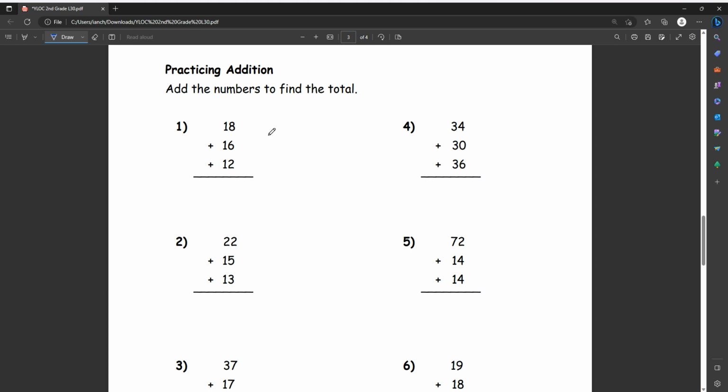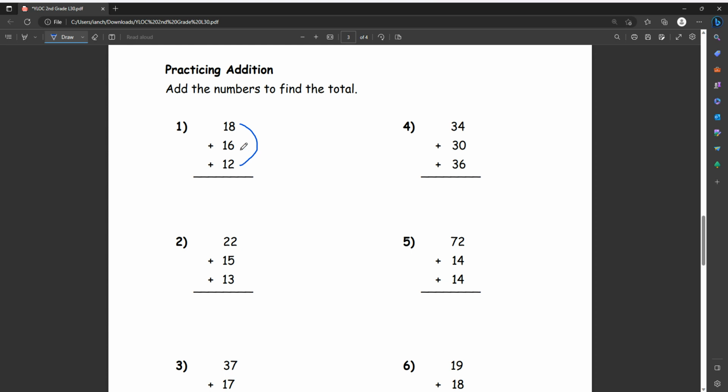So it says add the numbers to find the total. Number 1 is 18 plus 16 plus 12. So let's find the easiest one to add. If we do 18 plus 16, it's a little bit difficult because it creates a different number. So let's just try 18 and 12.